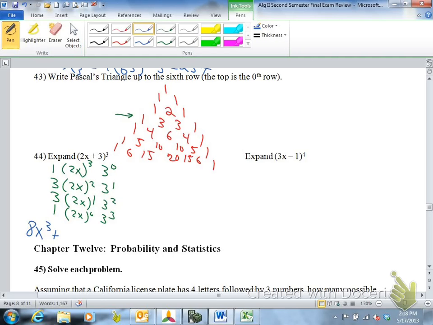And then you have 3 times 4, 2 squared is 4. So 12 times 3 is 36 x squared. And 3 times 2 is 6, 6 times 9. And 1 times 1 times 3 cubed is 27.